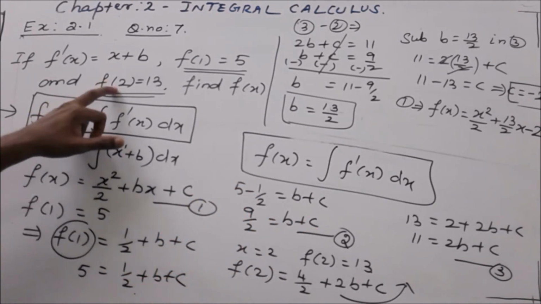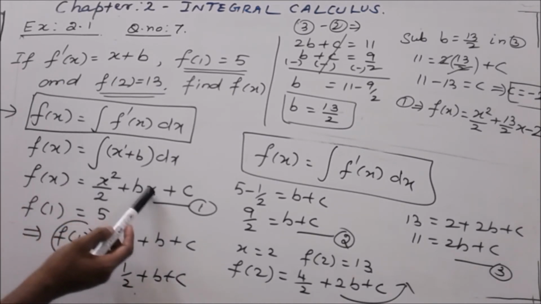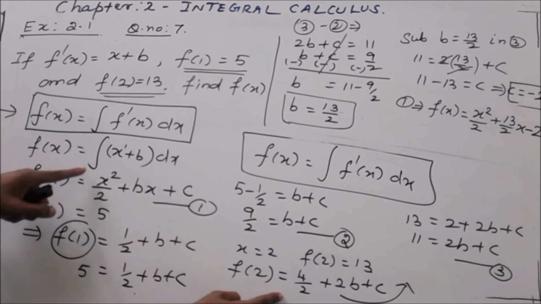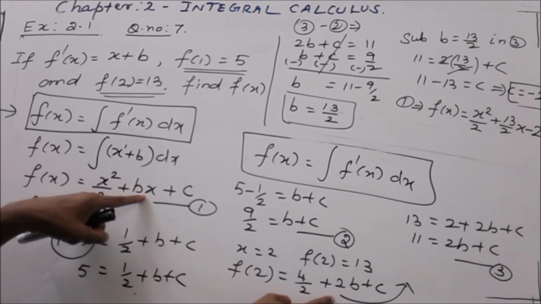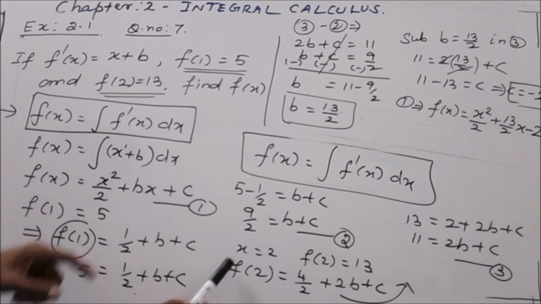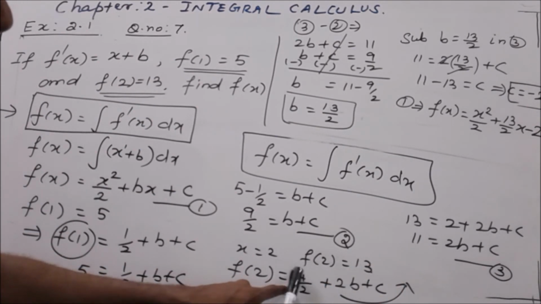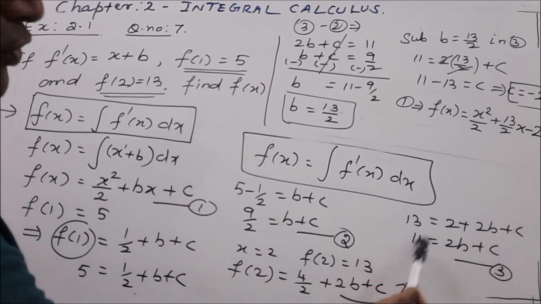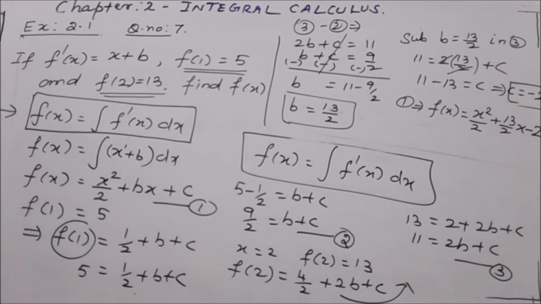The second case, f of 2 equals 13. Again go to 1 and substitute x is equal to 2 in all the cases. Now f of 2 equals 2 by 2 square, 4 by 2, plus b into 2, 2b, plus constant c. Again f of 2 equals 13, so this f of 2 is replaced by 13. Simplifying, 13 minus 2 equals 11, which is equal to 2b plus c. That is the equation number 3.